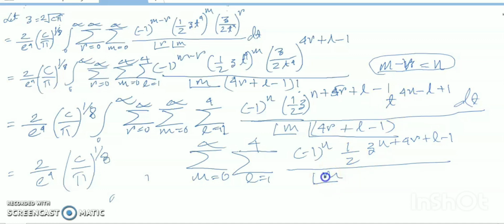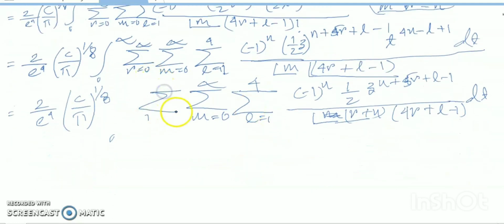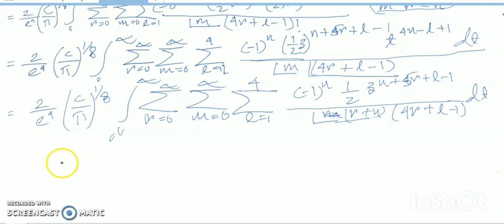m factorial can be written as r factorial, (r plus n) factorial, and (4r plus l minus 1) factorial into dt. This is the 5r. We can write it this way, r equals 0 to infinity, and 0 to infinity is my integration.